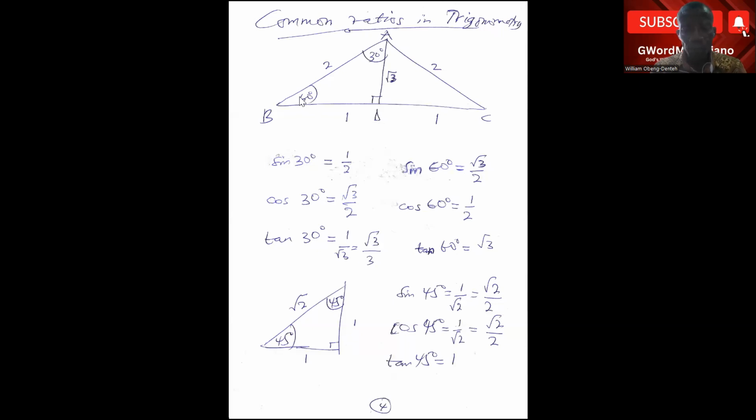We move on to 60 degrees. So sine 60 degrees will be opposite, square root 3, over hypotenuse, 2. And then cos 60, adjacent over hypotenuse, 1 over 2. Tan 60 will also be opposite over adjacent, that's root 3 on 1, which is root 3. And so we can use this right angle triangle to compute the common ratios, and so we've done that for 30 and then 60 degrees.